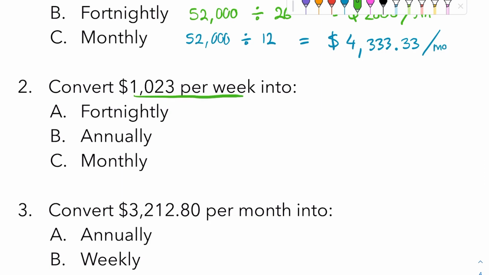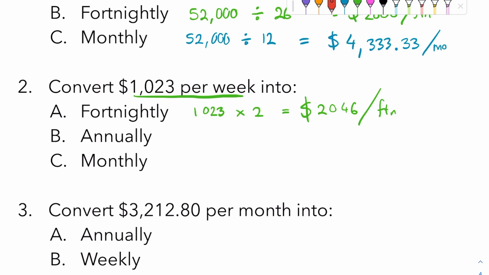We've got $1,023 per week, and we want to convert it to fortnight. So how many weeks are there in a fortnight? It's going to be 2 weeks in a fortnight. So I'll just double that amount of money. So take my money, I'll double it to make a fortnight. So I should get $2,046 per fortnight.